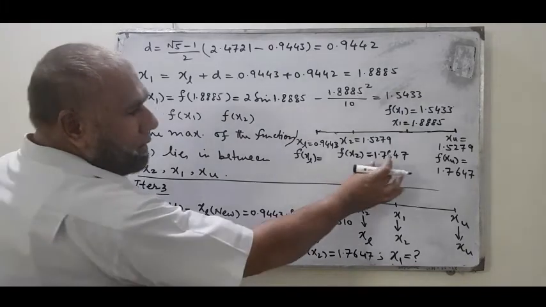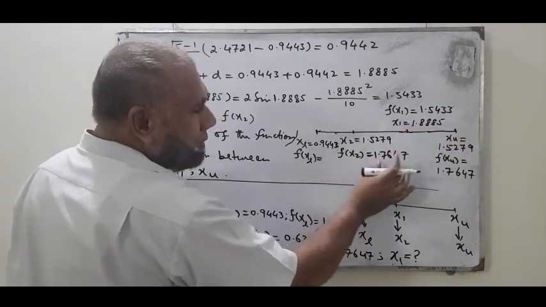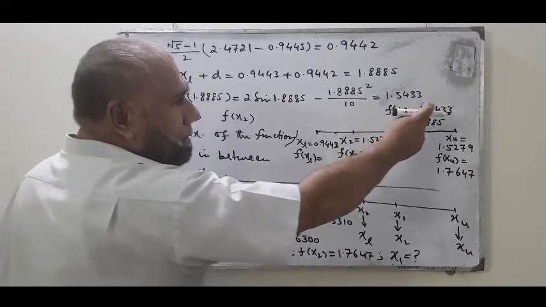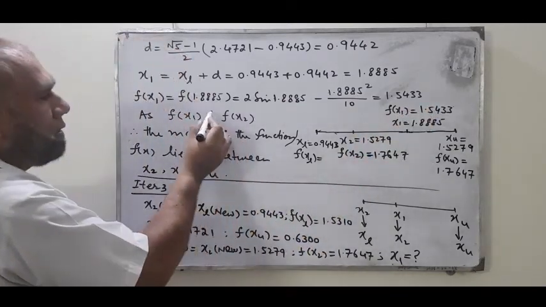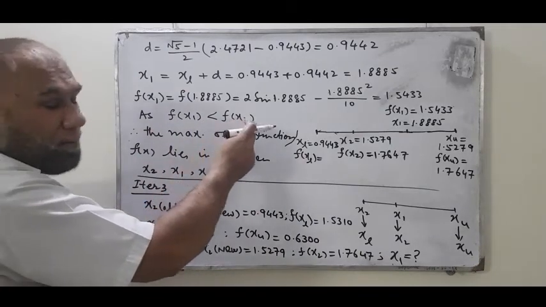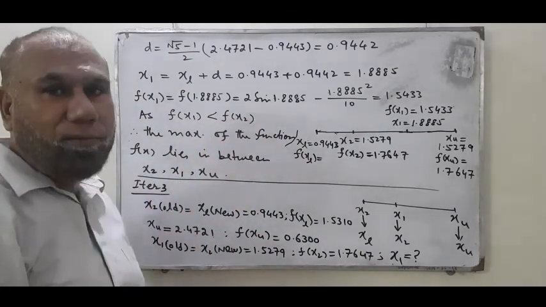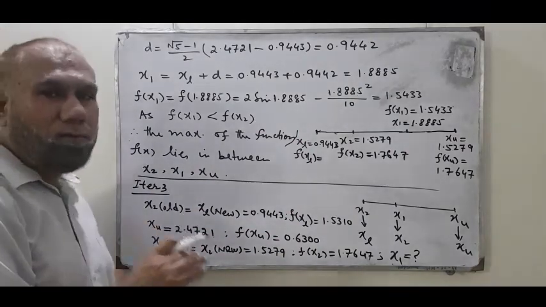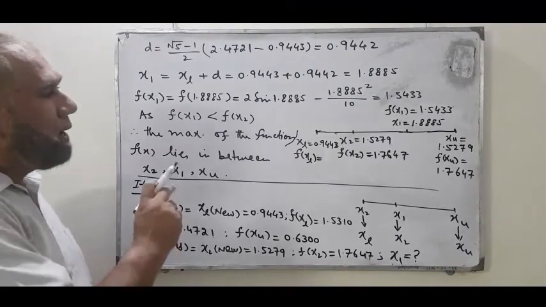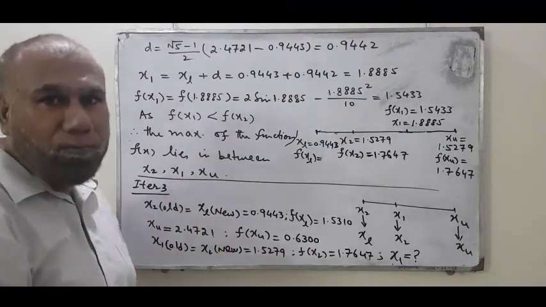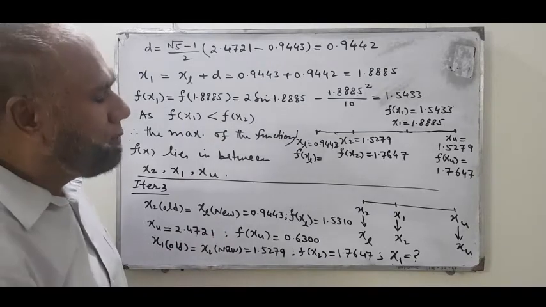Whenever we check the values of the function, so here you can see in this case, we have f of x2 is bigger than f of x1. So we can write down f of x1 is smaller than f of x2, or f of x2 is bigger than f of x1. This is the situation in which we are working. We are looking for the maximum. That's why we work for the bigger value. If you are working for the minimum value, so you have to choose which one is smaller.